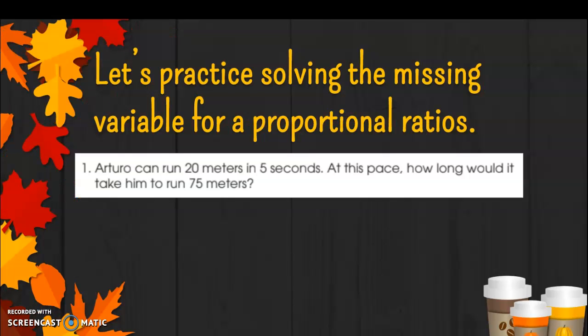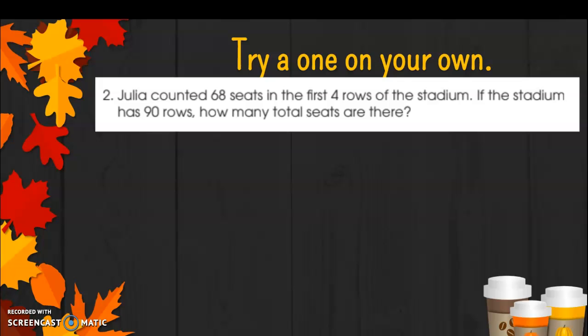Okay, let's practice solving the missing variable for a proportional ratio. At this time, go ahead and stop the video and work this problem with your class. Let's try one more, but this time I would expect the students to do it independently on their own. Stop the video and allow the students time to complete the problem.